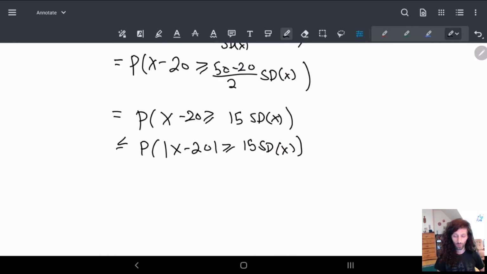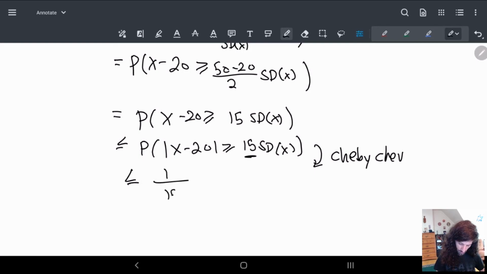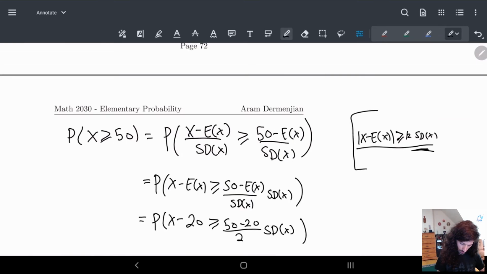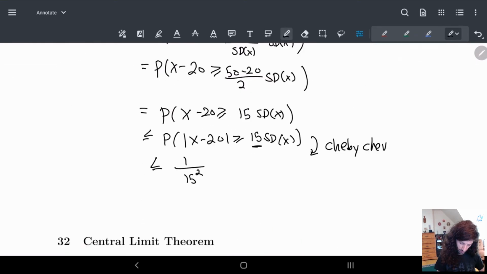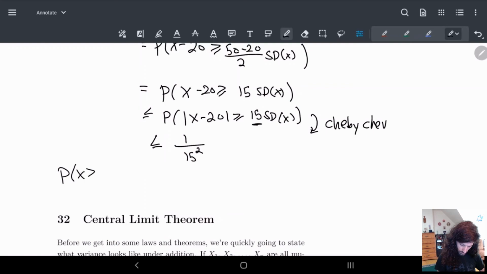Now here, this is where we can finally use Chebyshev. So by Chebyshev, we know this is less than or equal to 1 over, we take our 15 and we square it. That's why I kind of left the SD of X on the side. So what this is saying is if we look at the top, we have P of X greater than or equal to 50 is less than or equal to 1 over 15 squared. This is just 1 over 225.